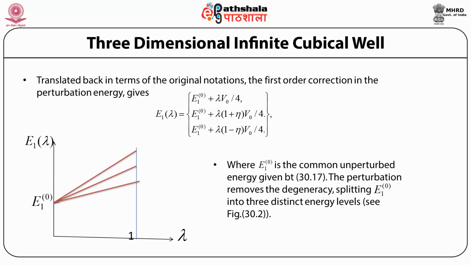The perturbation removes the degeneracy, splitting E1⁰ into 3 distinct energy levels. You can see in figure 30.2, where E1(λ) is plotted as a function of λ, when λ is equal to 0, we have one particular point E1⁰, which means that for λ equal to 0, the state is degenerate. Now as we increase λ, this state splits into 3 different energies, which is shown by 3 different lines till λ is equal to 1.